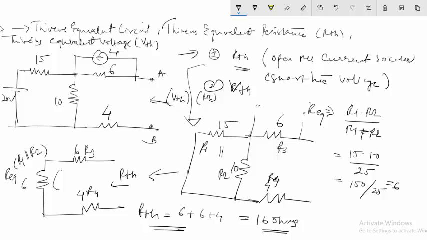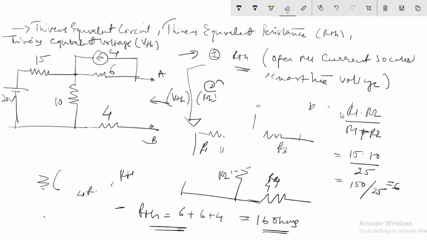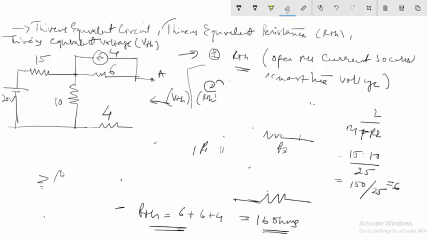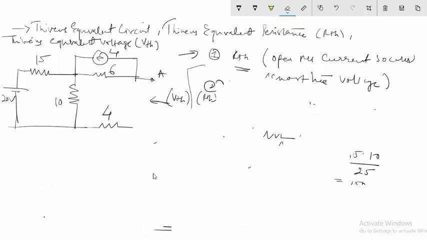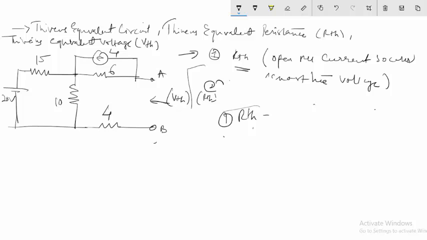So we have finished the step first, so I will just erase this. So erasing, and step 1 has been found here. The step 1 was to find out the RTH, which is equal to 16 ohms. Now the step 2 is to find the VTH.